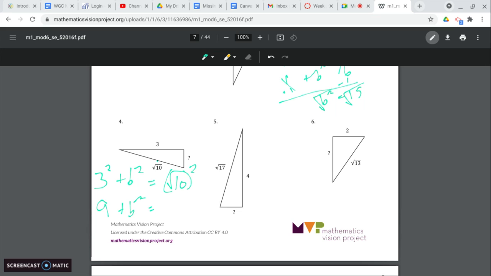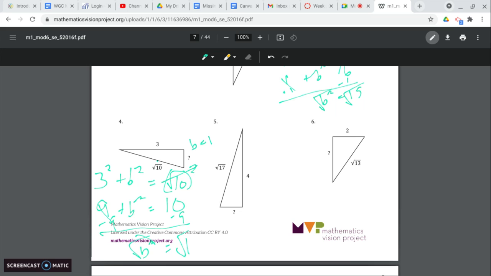Now when we have a square root squared, they cancel each other out. So we're just left with 10. We subtract 9. So b squared equals 1. The square root of 1 is just 1. So b equals 1.